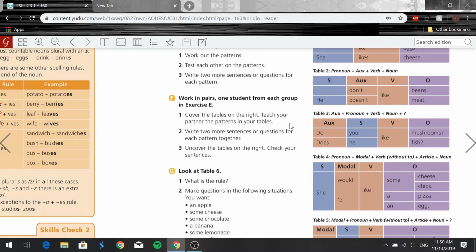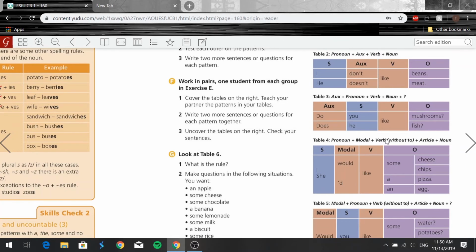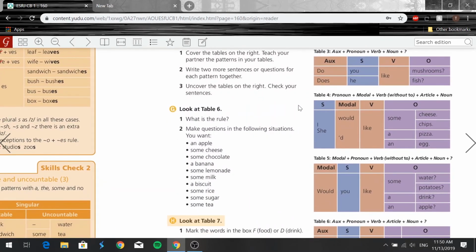Table 3, auxiliary, right? So in this case, it's a do question, so a yes or no question. Subject, verb, and object. Do you like mushrooms or does he like fish? I could also say, do they like oil? Does she like pizza? Okay? Different examples. You could also use your own examples. It's fine. Table 4.